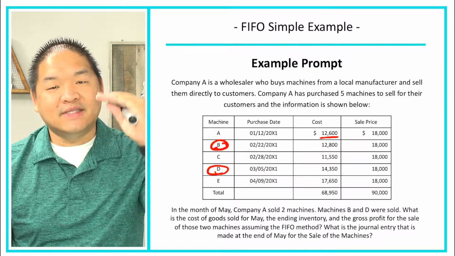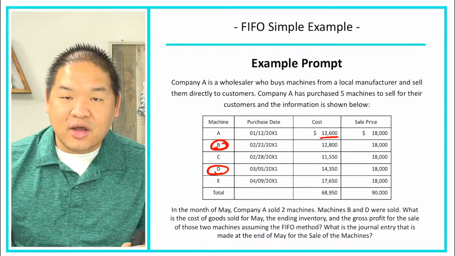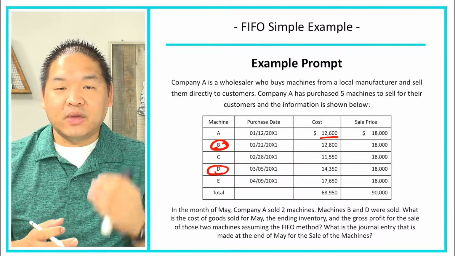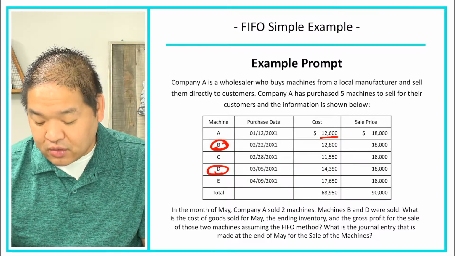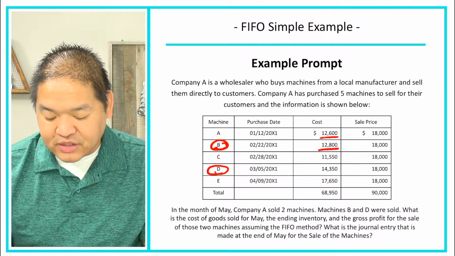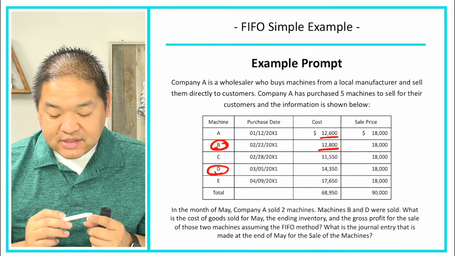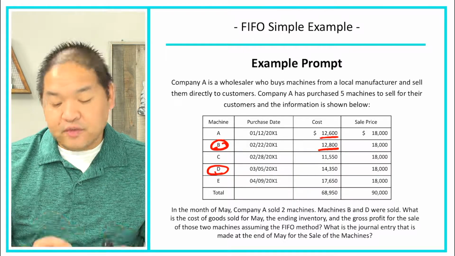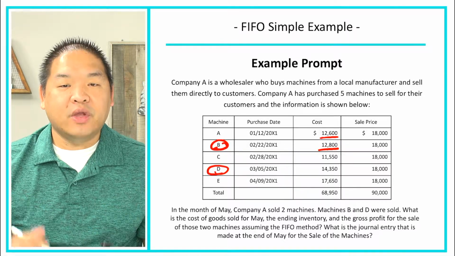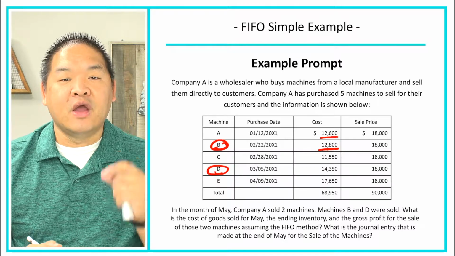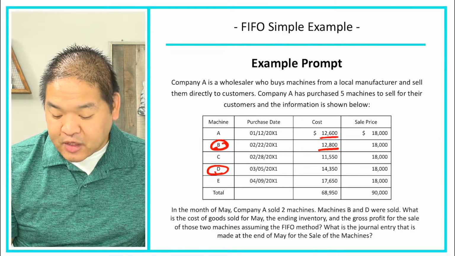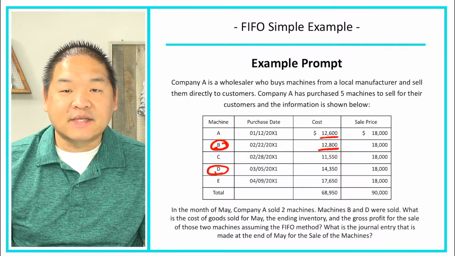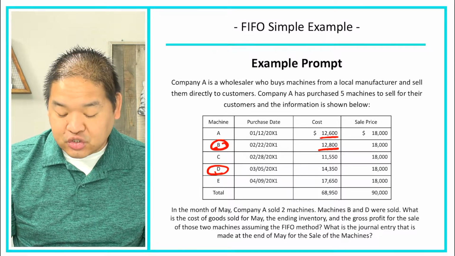So we're going to work our way down to the next cost. The next cost happens to be B, but we're going to assign that to D, assuming that we sold D second. So we're going to pull $12,800. Now notice that machine D, we bought it for $14,350, but we're only moving $12,800 because we are using the FIFO costing method. First in, first out. So we've got our 2 amounts here, $12,600 and $12,800 that we are going to move.